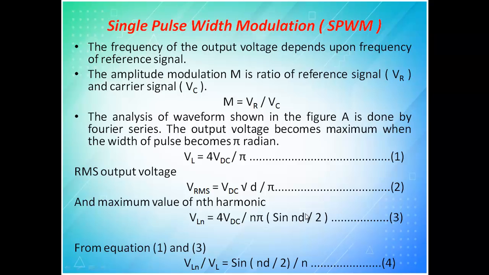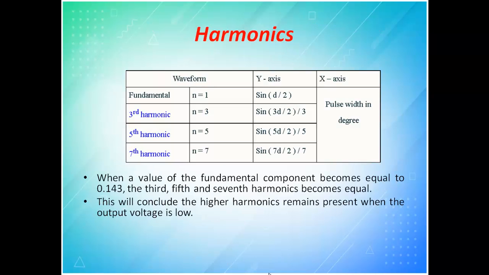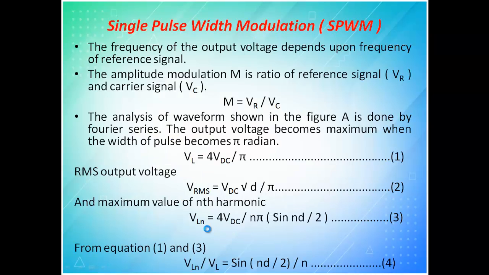Okay, that will become the harmonic value of the third harmonic in your signal. From equations 1 and 3, I can say VLN by VL is equal to sine of nd by 2 by n. So this is with respect to single pulse PWM. Now in this equation I have substituted the value of n.